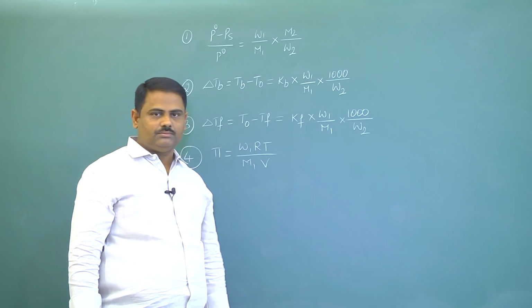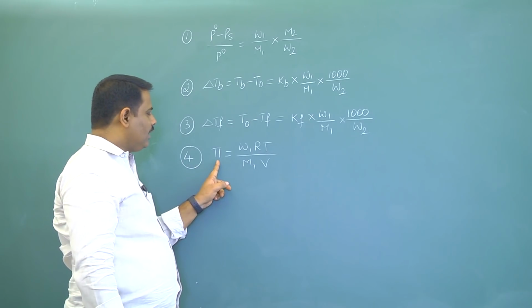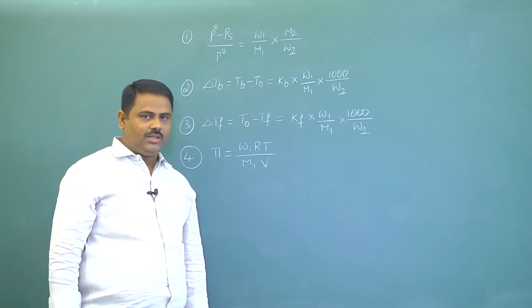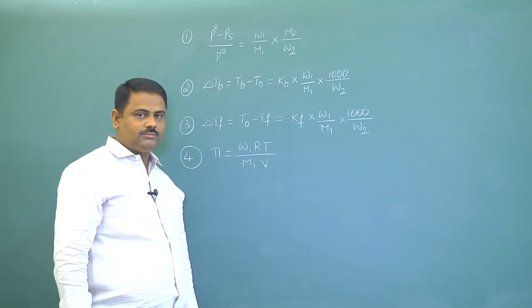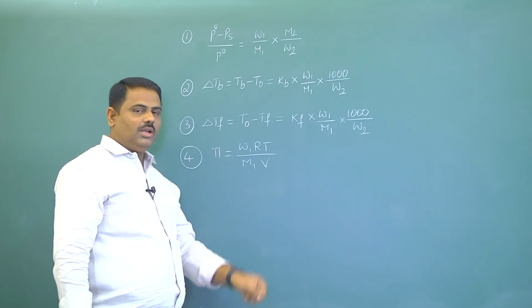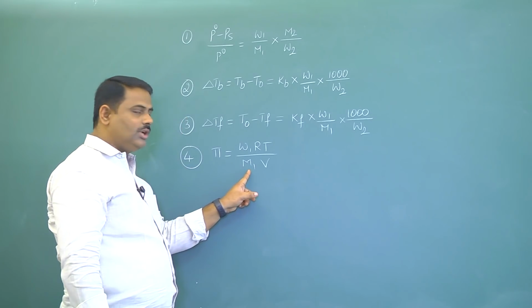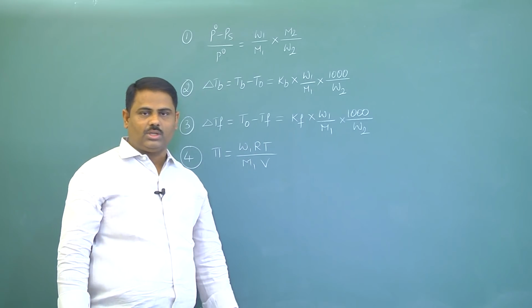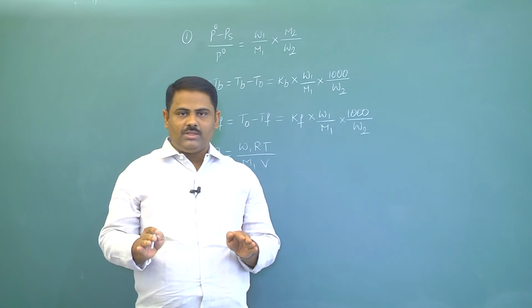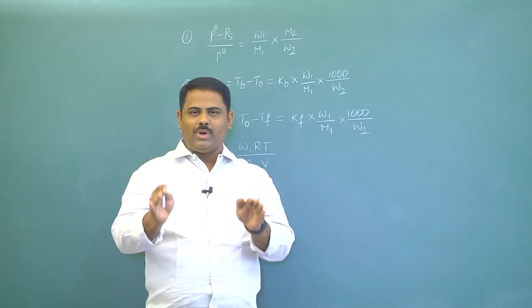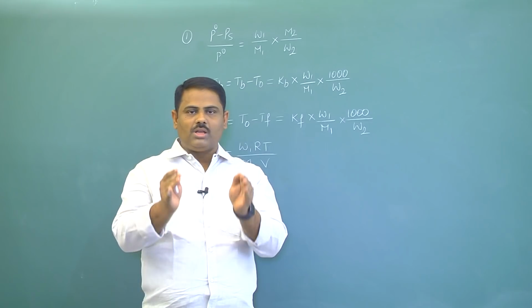Now the last one is osmotic pressure. As number of particles of solute increases, osmotic pressure also increases. Now osmotic pressure is directly proportional to number of particles of solute and inversely proportional to molar mass of the solute. Now finally, all the colligative properties are directly proportional to number of particles of solute and inversely proportional to molar mass of the solute.